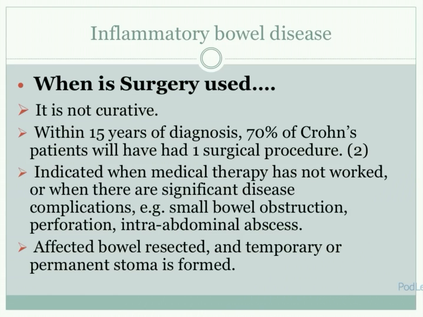So when is surgery used? It's important to note that it is not curative. Within 15 years of diagnosis, 70% of Crohn's patients will have had one surgical procedure. And surgery is indicated when medical therapy has not worked, or when there are significant disease complications, i.e. small bowel obstruction, perforation, or intra-abdominal abscess. The affected bowel tends to be resected, and temporary or permanent stomas are formed. These can be reversed at a later date.